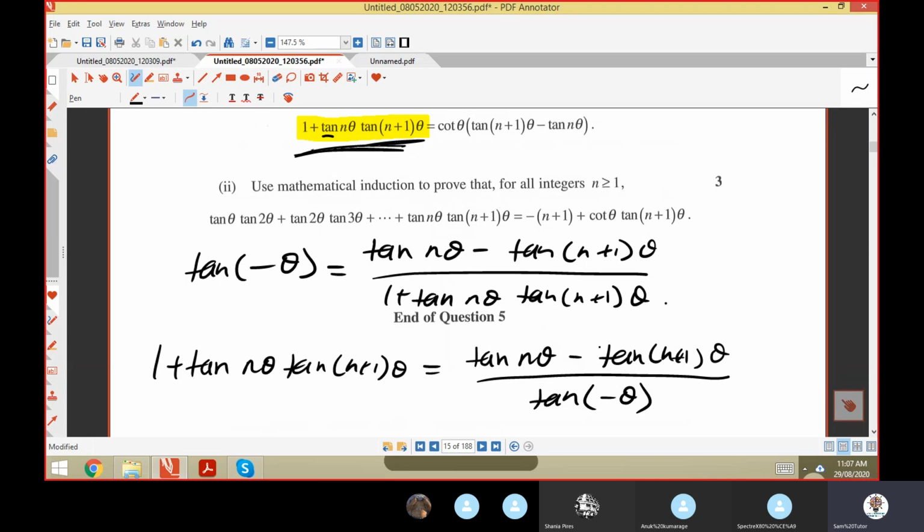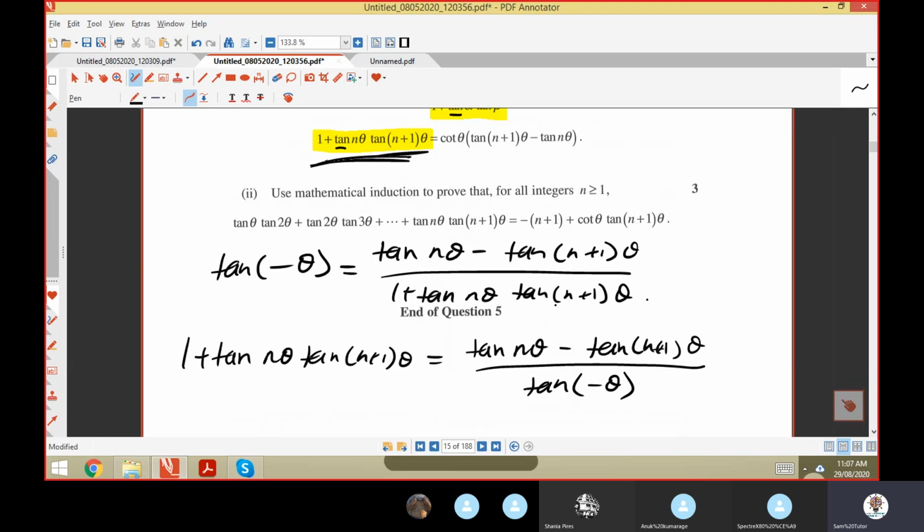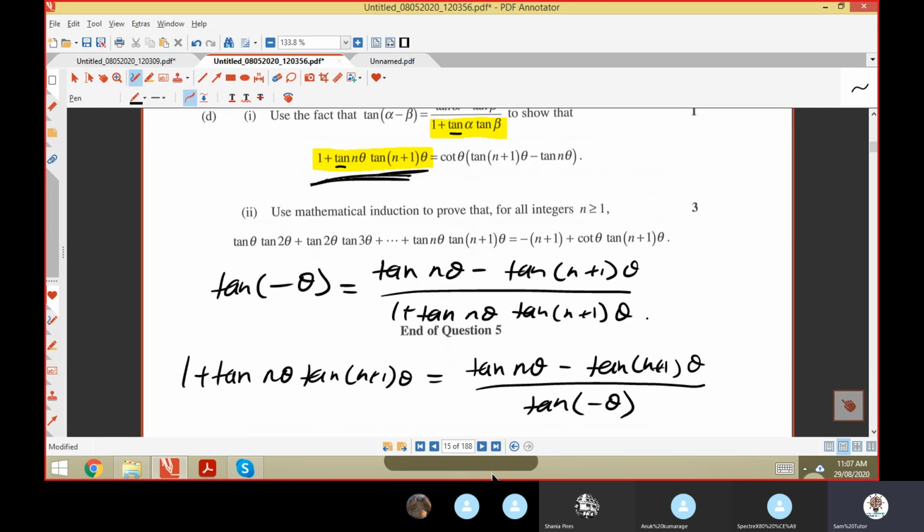When I think of division of tan theta, I'm already thinking of cot. Right? Because we know 1 over tan is cot. But what's the problem? Again, I've got a problem. So 2 problems. This is cot negative theta, whereas I just want cot theta. This is n plus 1 minus n. This is n minus n plus 1.